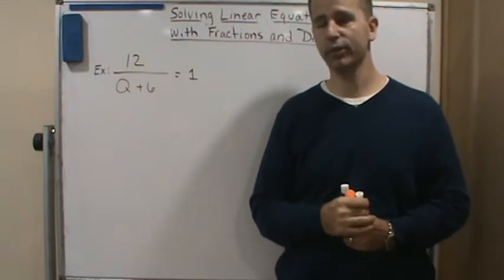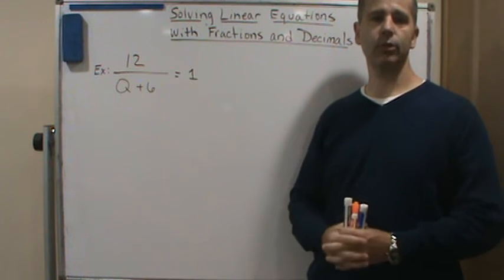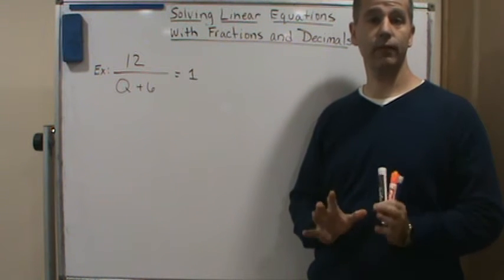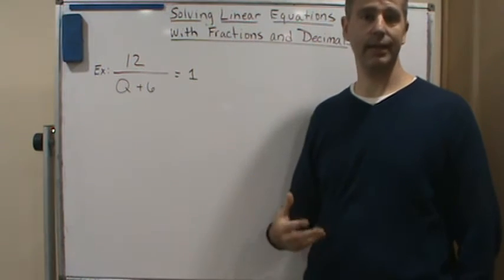Okay, ready? Here's another example. And so now, first thing I'm going to do is look at, see if there's any excluded values. Why? Because we have our variable in the denominator.